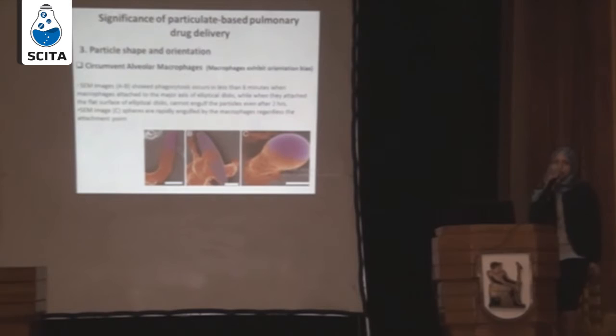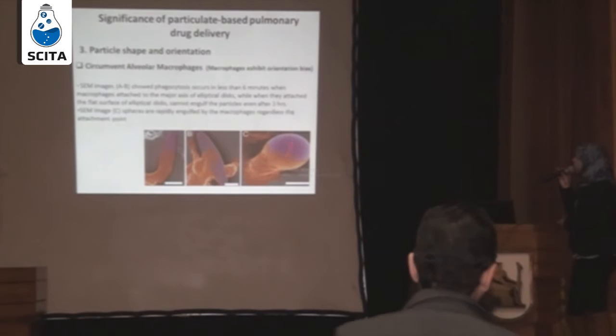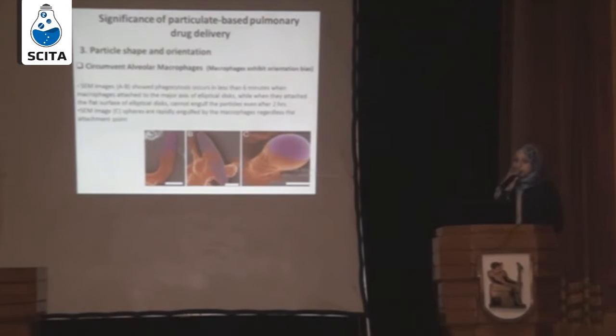This is different from the spherical nanoparticle. They found that when the macrophage comes in contact with or attacks the spherical shape, it can engulf it within a few minutes, which means that the elliptical shape is much, much better. And this can also be easily formulated in the lab.